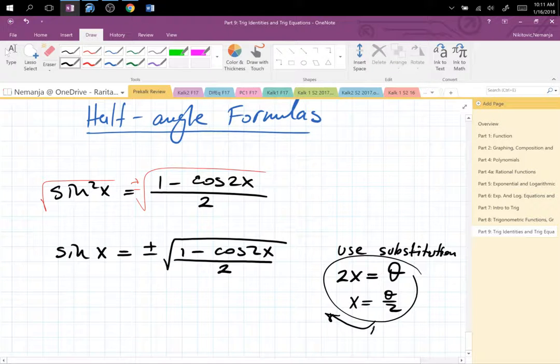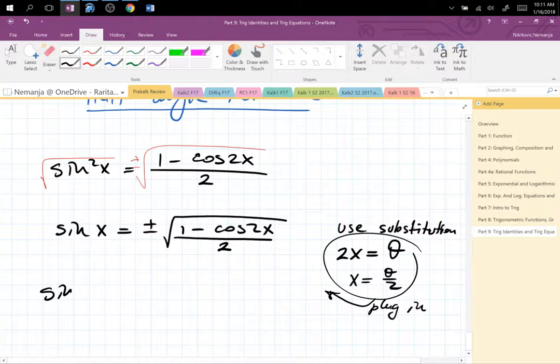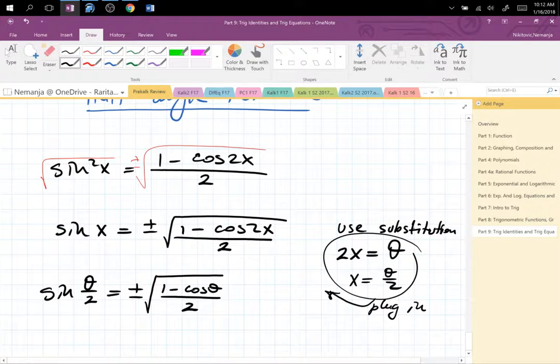Plug in. And what you get is the formula that sine theta over 2, because x is theta over 2, is equal to plus minus square root of 1 minus cosine theta over 2. This is the same as the power reducing formula, except you move the square root to the other side, and you have the sine of a half angle in terms of the cosine of theta. So you can calculate the sine of 22.5 degrees with this.